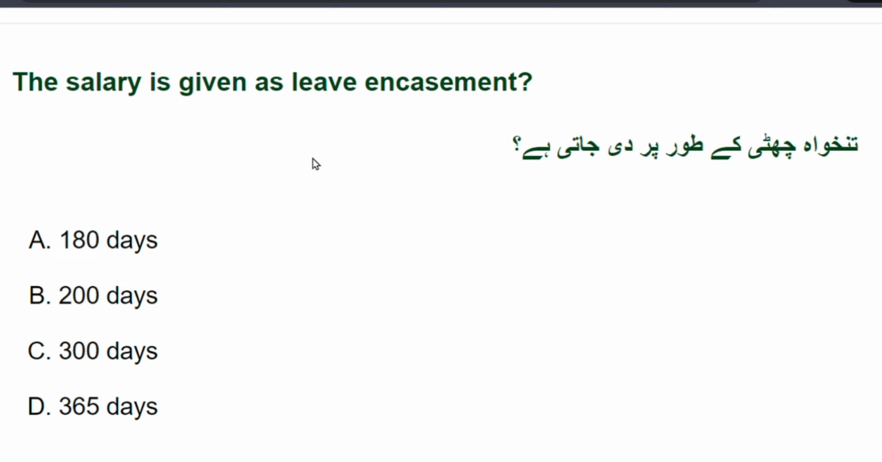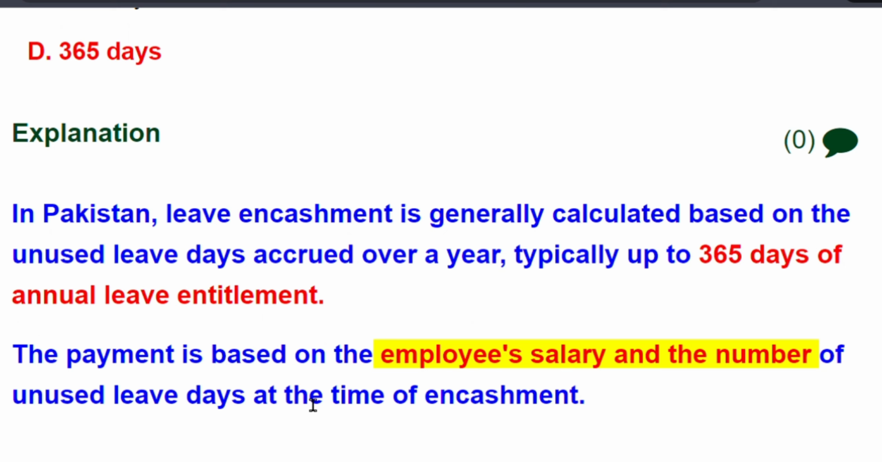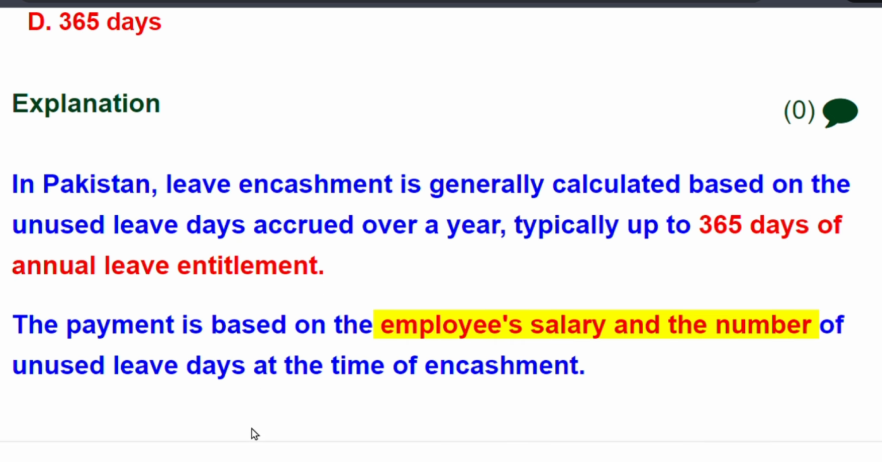The salary is given as leave encashment for 365 days. In Pakistan, leave encashment is generally calculated based on the unused leave days accrued over a year, typically up to 365 days of annual leave entitlement. The payment is based on the employee's salary and the number of unused leave days at the time of encashment.